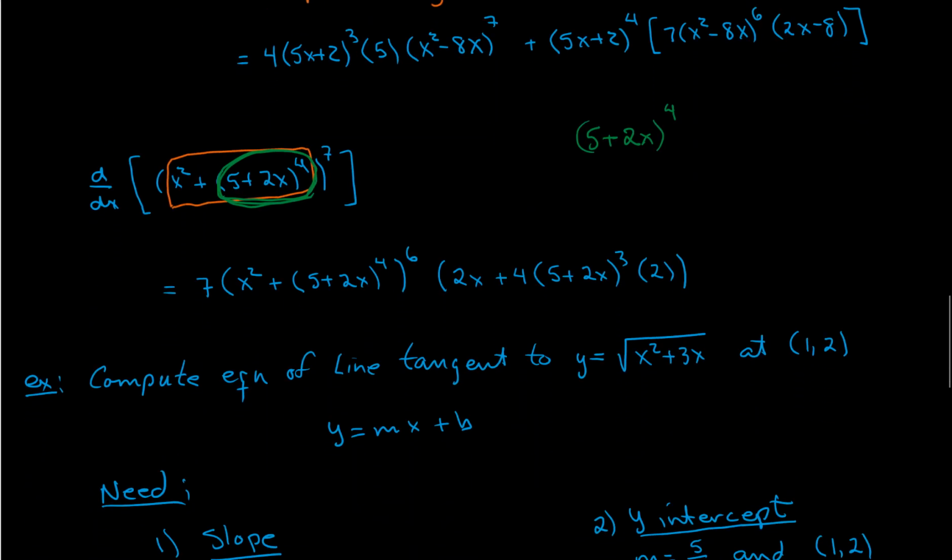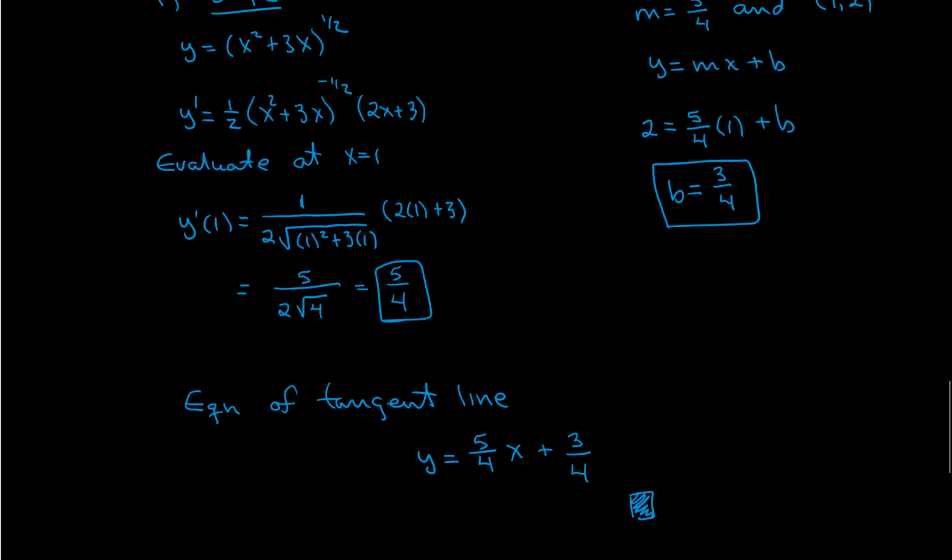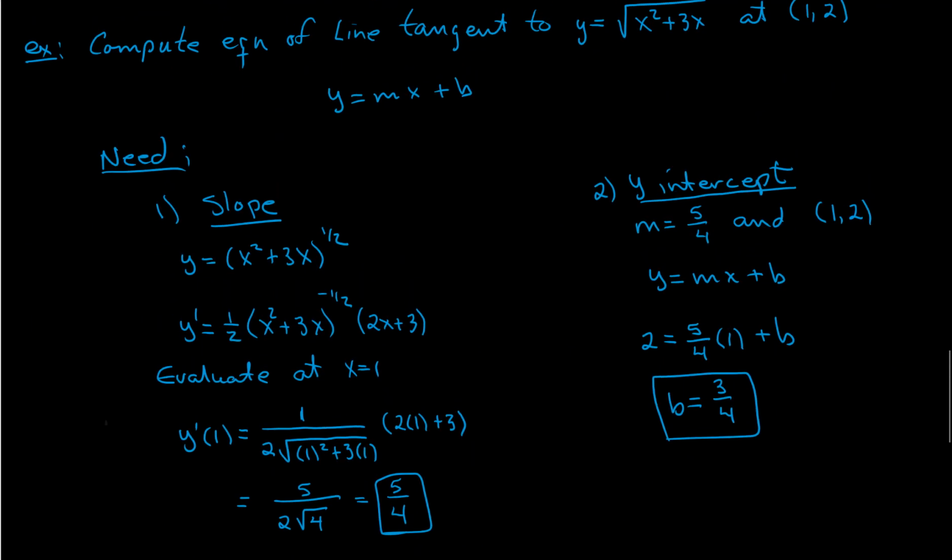There's not a whole lot you can do here to clean this up. About the only thing you could do if you really wanted to is take this 2 times that 4, and then you would have 2x plus 8 times the 5 plus 2x cubed. Otherwise, that's pretty well what you've got. Okay, let's take a look at one last problem here.